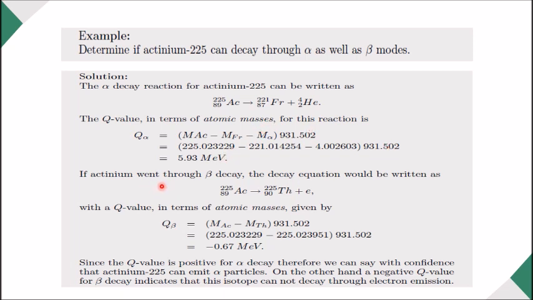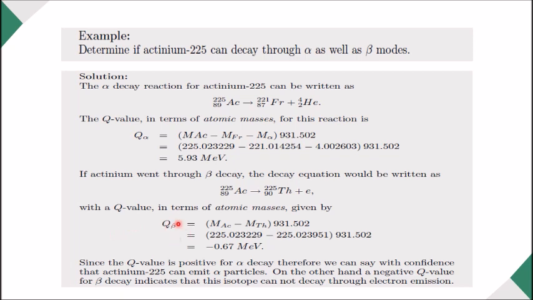Now we examine the case of beta decay. If beta decay is happening, actinium 225 with 89 protons, then thorium 225 with 90 protons will be the resultant daughter nucleus, along with the emission of an electron. That means beta decay is happening here. This is how the reaction should look. Now we just examine whether this decay mode is possible or not.